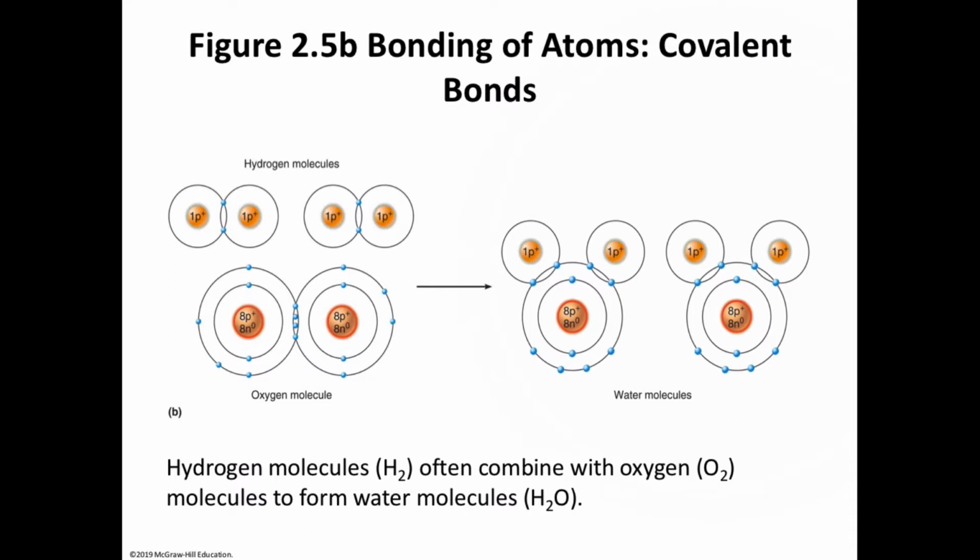So this example, in figure 2.5b, shows the way in which water is known as polar covalent. So as you see, without that covalent bond, there are not full electron shells for what we call water.